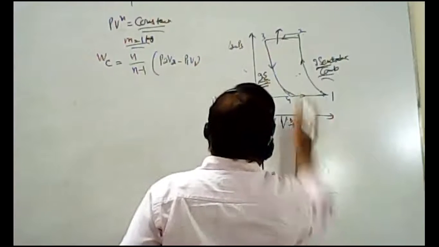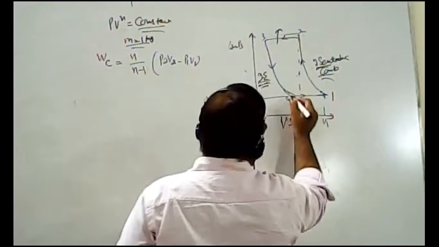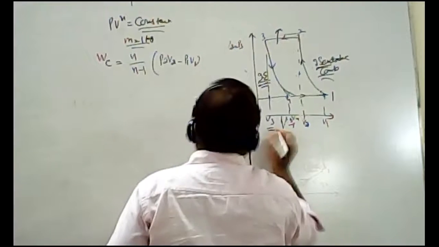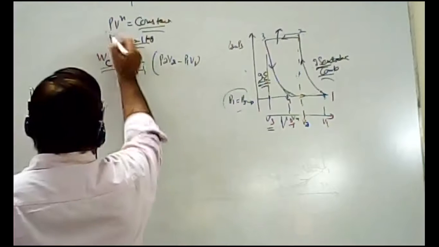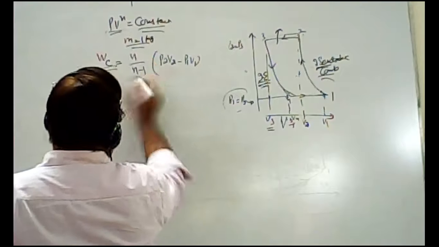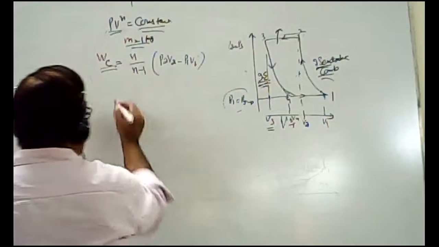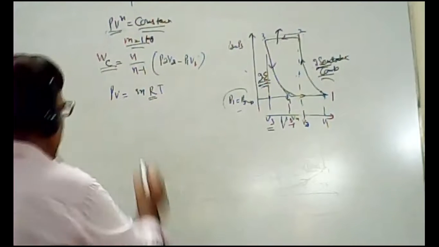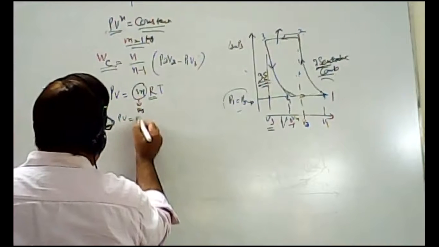This is your V. This is the value of V1, this is the value of V2, this is the value of V4, and this is the value of V3. So when this follows the law PV^n is equal to constant, the work done by the compressor will be equal to n divided by n minus 1 into P2 V2 minus P1 V1. Everybody knows PV is equal to mRT, where R is the gas constant and m is equal to 1 kilogram. So PV will be equal to RT.